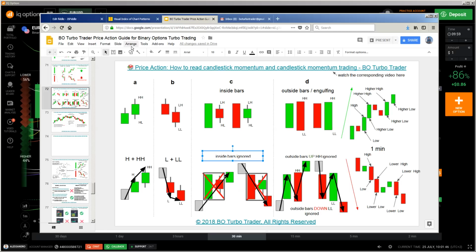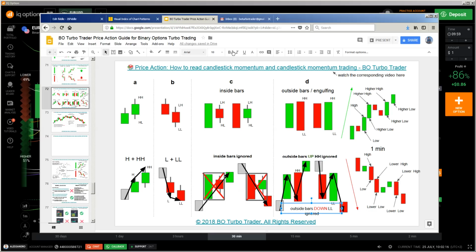You see the inside bar will be ignored completely, and then it will decide if we go up or down. And for the outside bar, we will take only the opposite one, and the other one will be ignored. If you do not know what I'm talking about here, watch the related videos. I have explained this really well, I think. So watch this.